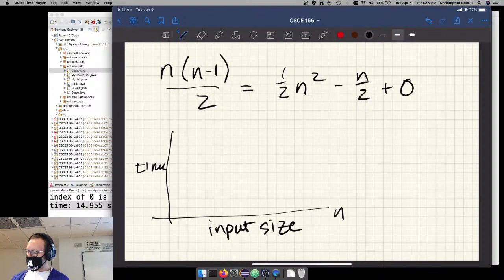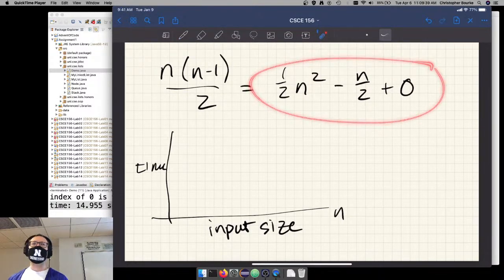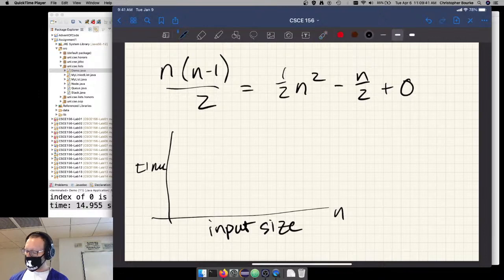What does this polynomial look like when you graph it? It's going to look something like this. It's not going to be totally accurate here, right? But it looks something like that. What's its growth rate, for those of you that have had a little bit of calculus? How do you do that? You take the first derivative. The first derivative of this is going to be some linear function, right? It's actually going to be n minus some constant. Who cares about constants, right? And in other words, its growth rate is going to be linear.